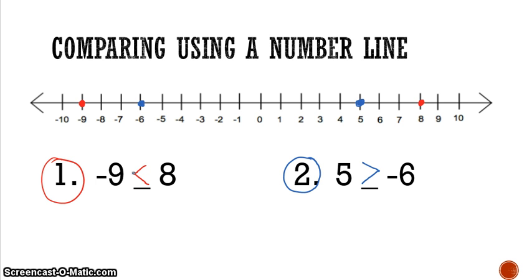So just think about it this way. The distance right here is really, really small. The distance here is really, really big. So the smaller part points to the smaller number, and the bigger part points to the bigger number. At least that's how I remember that when I was little.